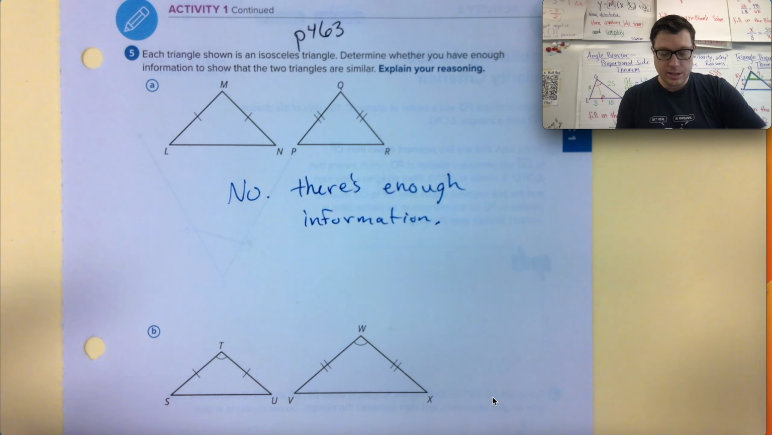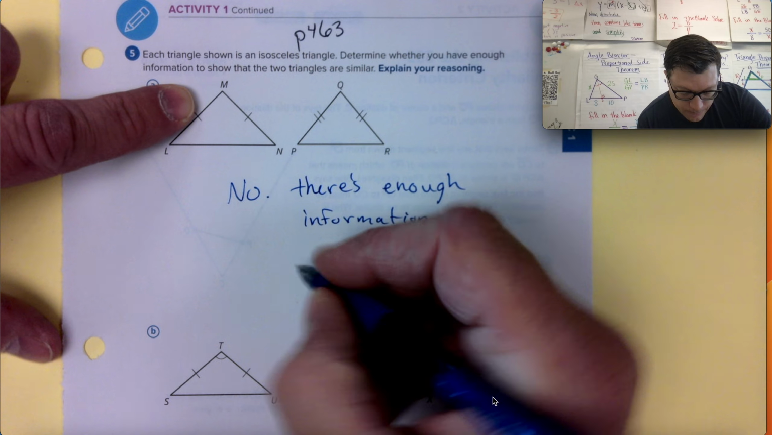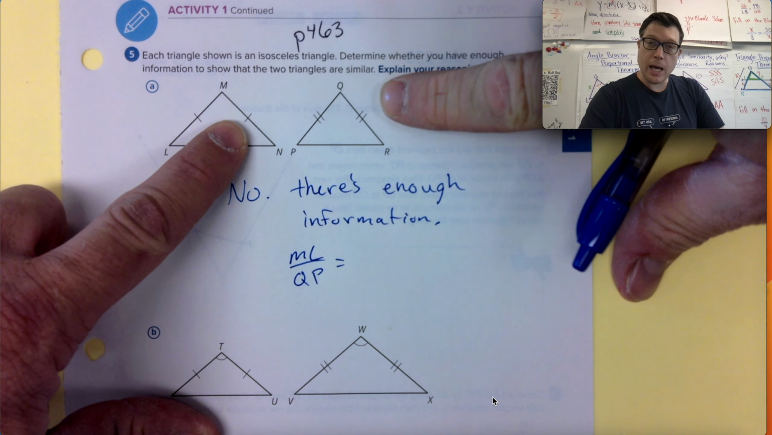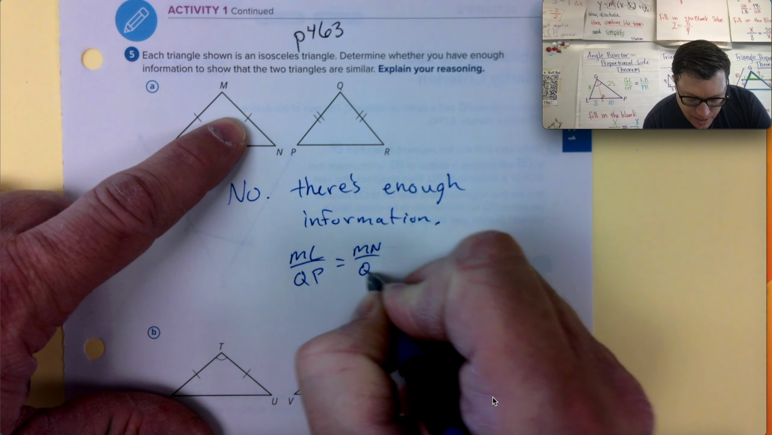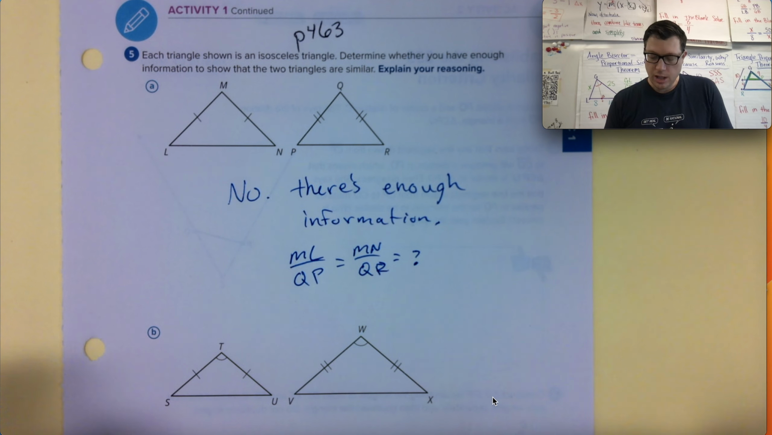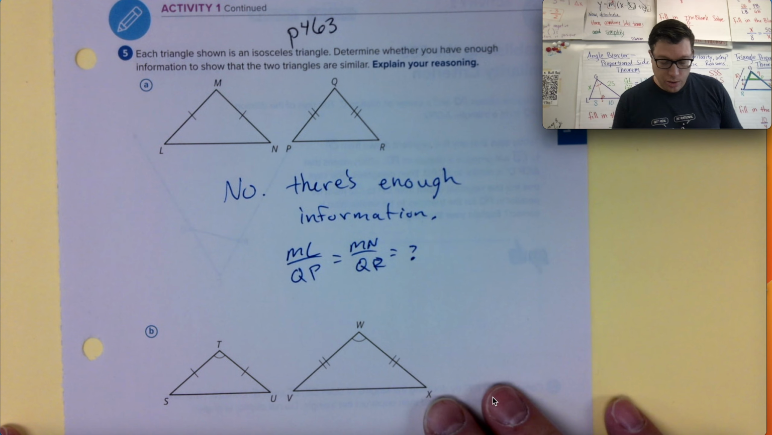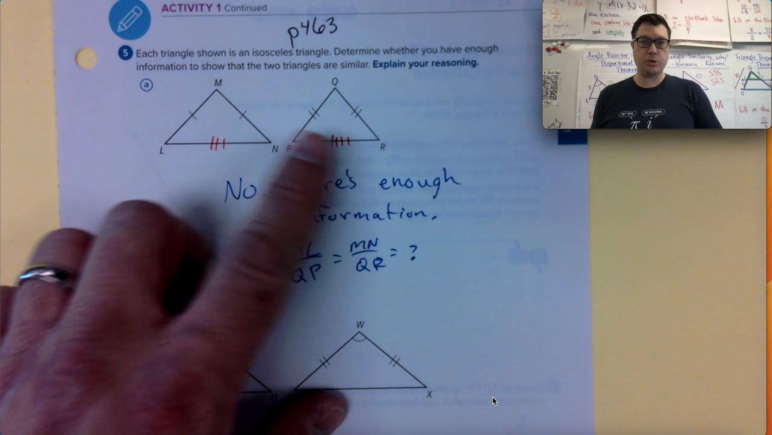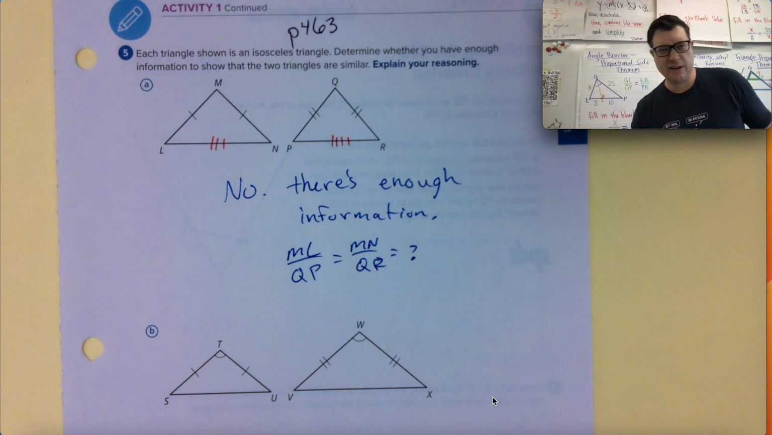If you take these sides and make a fraction of them, that's ML over QP, it would be the same fraction as MN over QR. However, because there's not a third fraction for the third side of the triangle, there's just not enough information. We don't know what that third fraction would be. We don't know that these two sides are actually the same. So I'm going to put 3 spikes and 4 spikes, to tell you, and you to tell your geometry diagram, that they're definitely not the same.